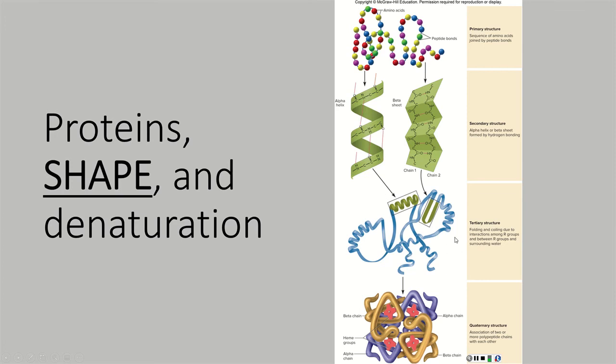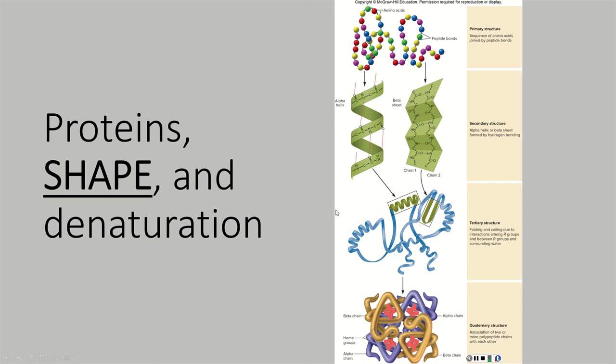But where did that tertiary structure come from? It came from the secondary structures. And where did the secondary structures come from? It came from the primary structure, the order of amino acids. If you change the order of amino acids, ultimately you change the shape, the tertiary structure.